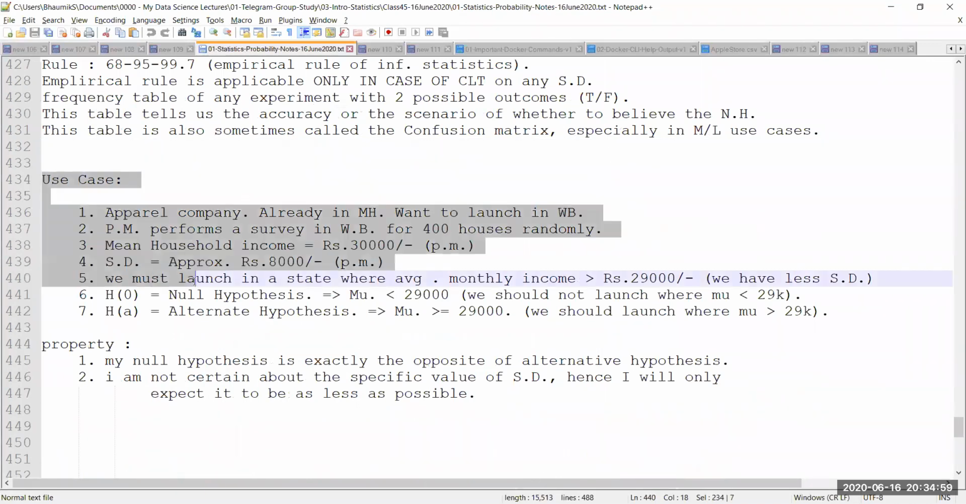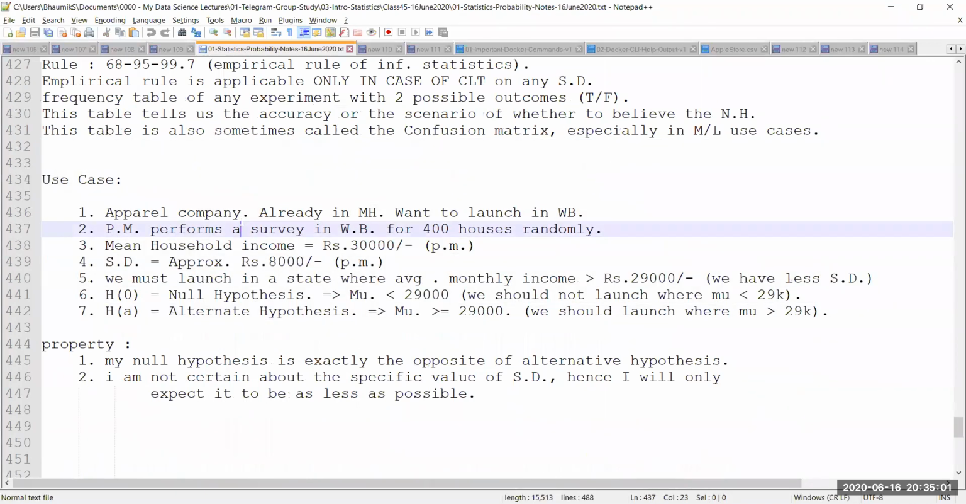Then we have started taking a use case. So this is from where we are going to continue. So I hope we remember the use case briefly. I have an apparel company which is already in Maharashtra. I would like to launch it in West Bengal. My product manager performs a survey in West Bengal for 400 houses randomly. Then she finds that the mean household income in those 400 houses that she has surveyed is 30,000 rupees per month, and standard deviation is 8,000.